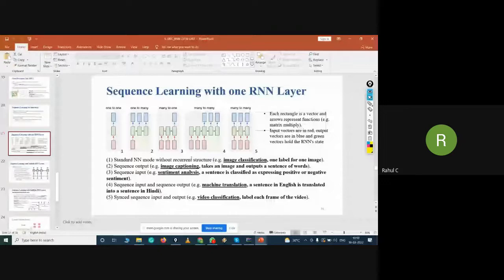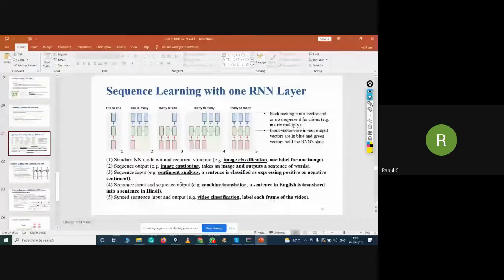That is why, for this type of application, you can take advantage of one-to-many. One-to-many means only one input, and that can be used to output different things. So you can see this one-to-many: image to sentence, that type of application. Then another type of application.